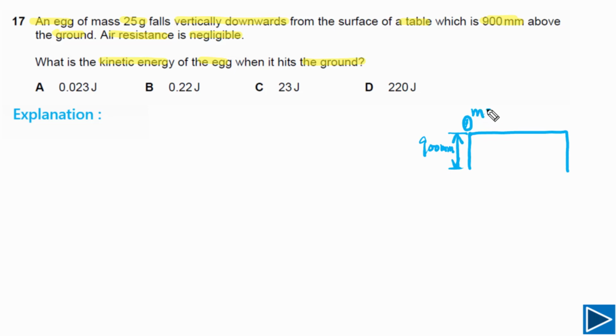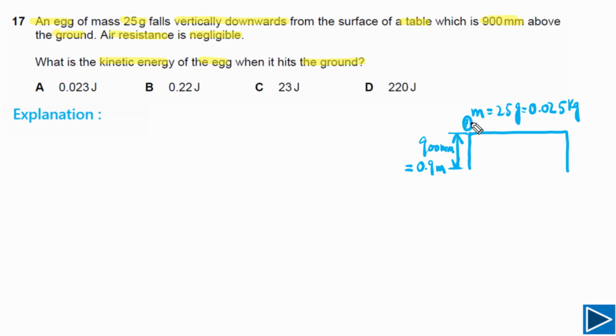The mass of the egg is given. The mass of the egg is 25 grams, or we can divide this by 1000 and say this is equal to 0.025 kg. So this is in kgs. This is 900 millimeters. We can convert into meters. We can also divide by 1000. So this is 0.9 meter.